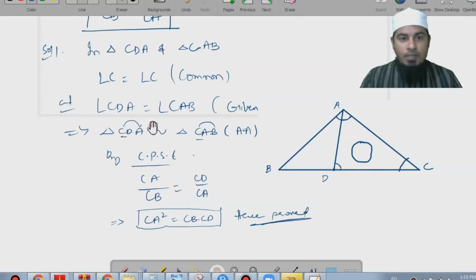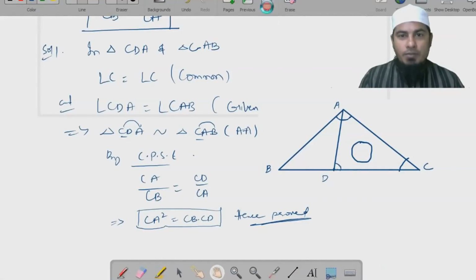See here, CA by CB, corresponding sides, is equal to CD by CA, corresponding sides. Cross multiplication, and we got the solution. Hence we got the solution. Let us take the next question.